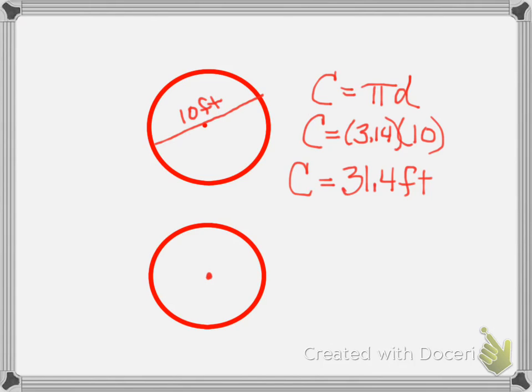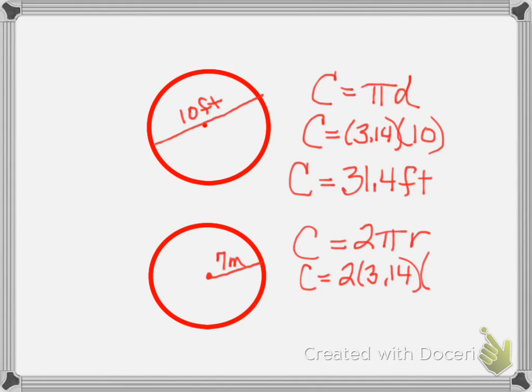This time I'm going to give you a radius of 7 meters. A radius of 7 meters. How am I going to find the circumference? What formula am I going to use this time, Mason? So you take the radius times 2. You're going to go 2 pi r. Yeah. So radius times 2 and then pi. So 2 times 3.14, and then we're going to plug in 7 for the radius.